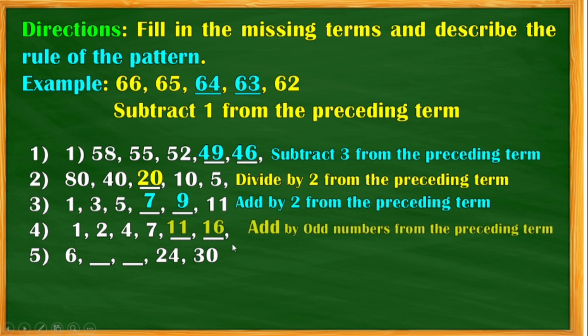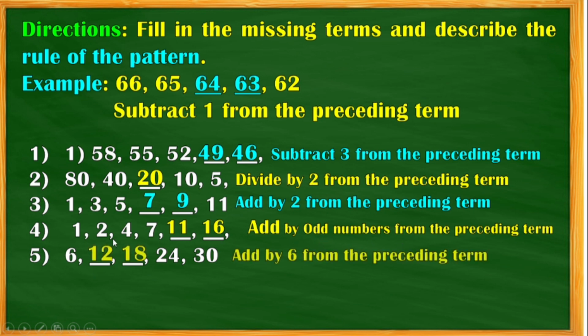And then for number 4, you add counting numbers to the preceding number: 1 plus 1 is 2, 2 plus 2 is 4, 4 plus 3 is 7, 7 plus 4 is 11, and 11 plus 5 is 16. Counting numbers.